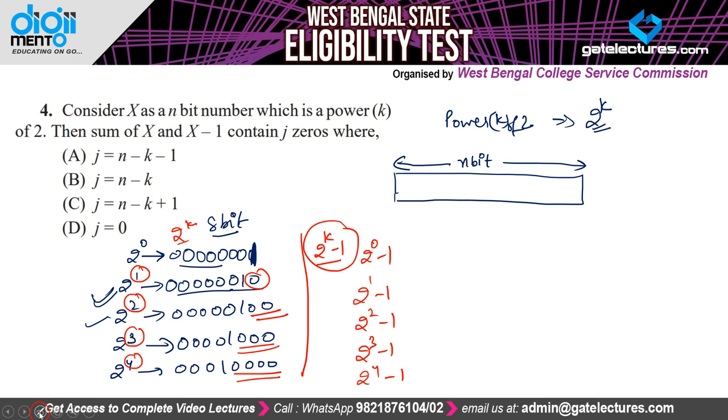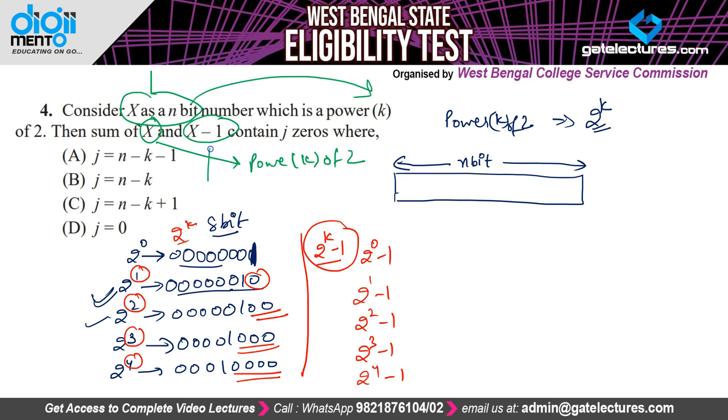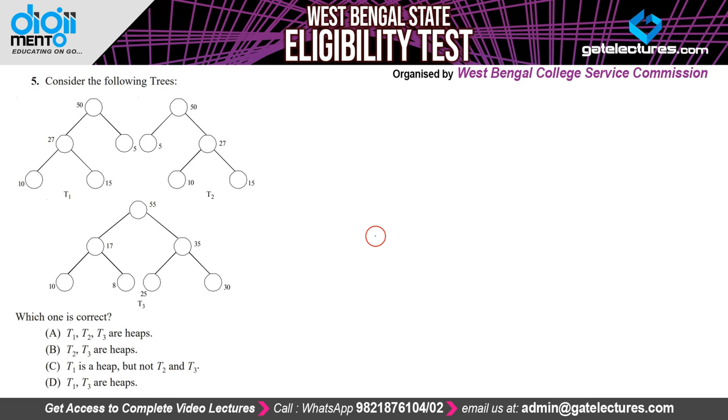Why? Because you can clearly see, in this particular question, x is representing a power k of 2. They are writing that x is an n-bit number which is a power k of 2, and x minus 1 is actually minus 1 from this. So if this 2 raised to power k is x, this will be x minus 1. So 2 raised to power 0 minus 1 is all 8 zeros. 2 raised to power 1 minus 1 has a total of this many zeros, and so on, correct?